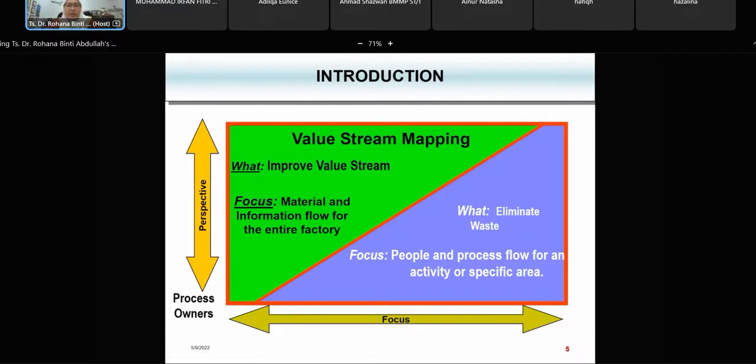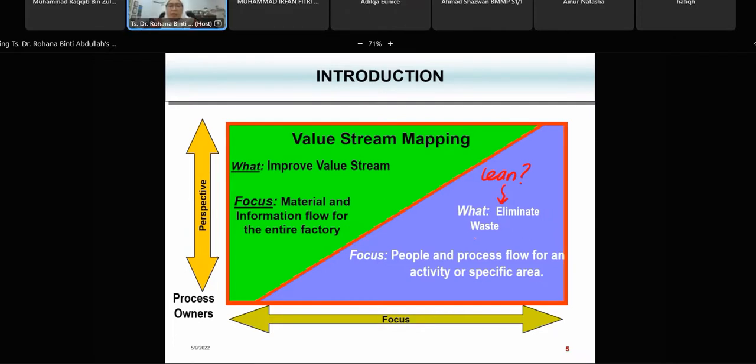Alright, the value stream mapping is to improve the value stream. The value stream is actually the process in our system. And whatever it is, the whole purpose of Lean is what? What is our objective in doing Lean? Eliminate waste, so that we can achieve a better and improved manufacturing system with low cost, minimum cost and minimum resources. Right? That is the point.